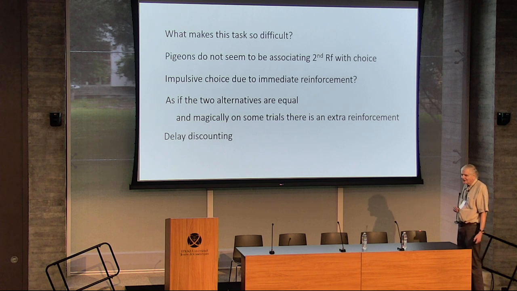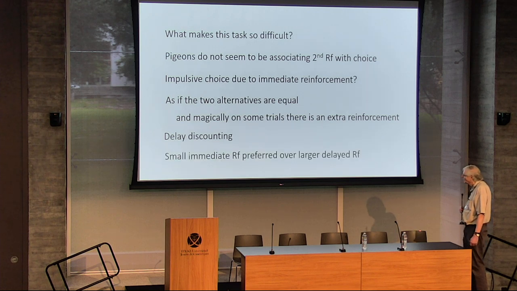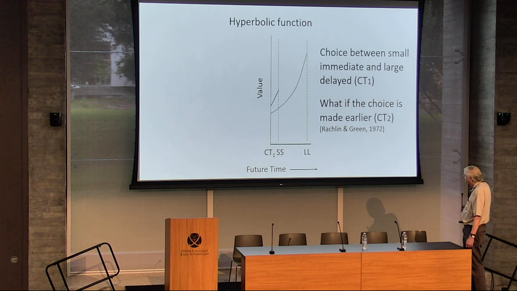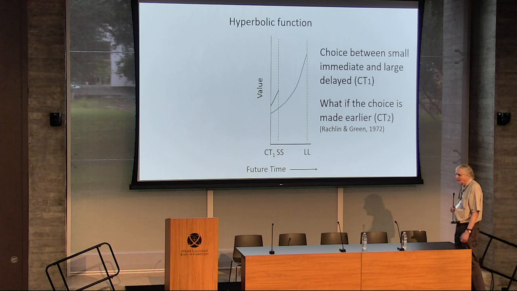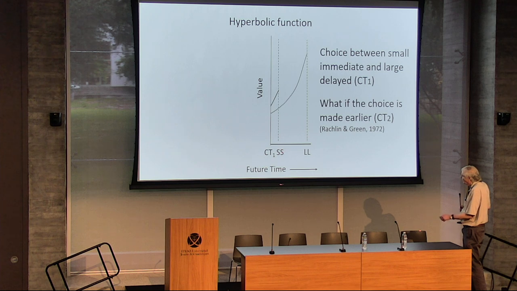Now, delay discounting, you're all probably familiar with this. The small immediate reinforcers are preferred over large delayed reinforcers. We can look at a hyperbolic function which allows you to see how that works. Presumably, what we have is choice time one. Here is a smaller sooner and a larger later, and you can see the delay function on a hyperbolic function shows that the smaller sooner has a larger value than the larger later. Rachlin and Green showed this very nicely many years ago.